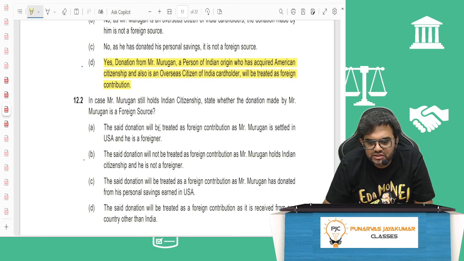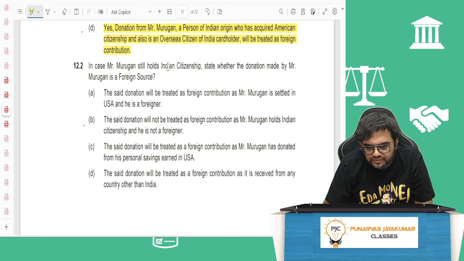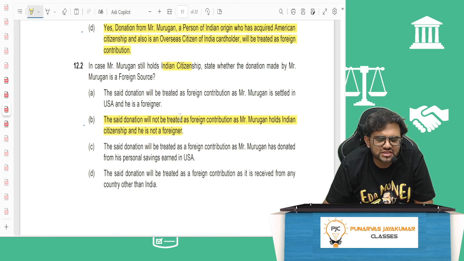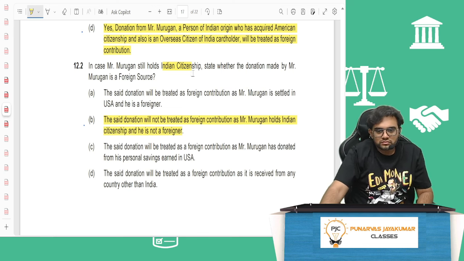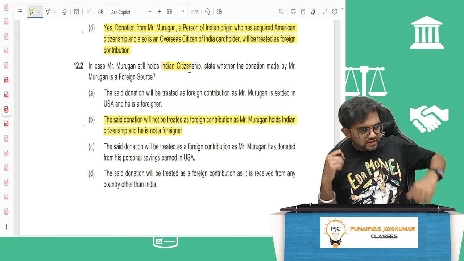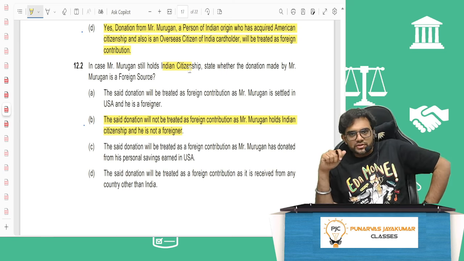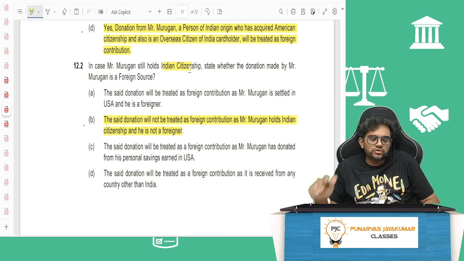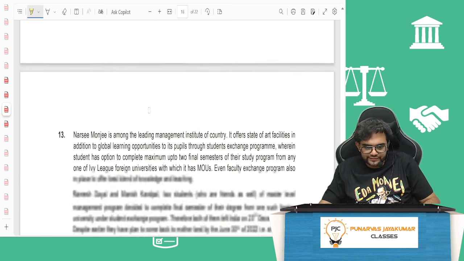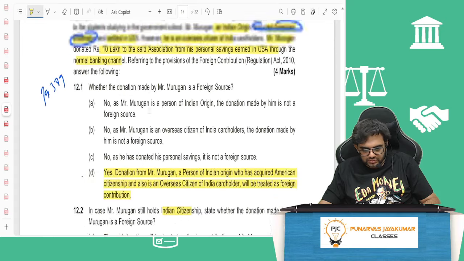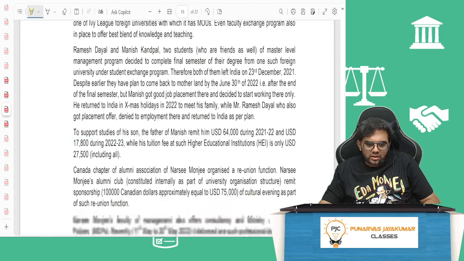In case Murugan still holds Indian citizenship, whether the donation may be foreign contribution: no, because then he becomes an Indian citizen. He's not a foreigner. Since he's a foreign citizen, then yes. If he has Indian citizenship and not American citizenship, it will not be considered as foreign source. If he has dual citizenship, it will be considered as foreign source. That's all. Over. Next.